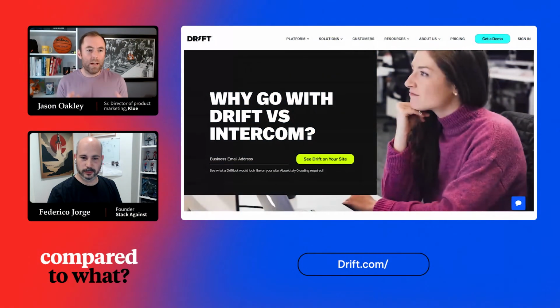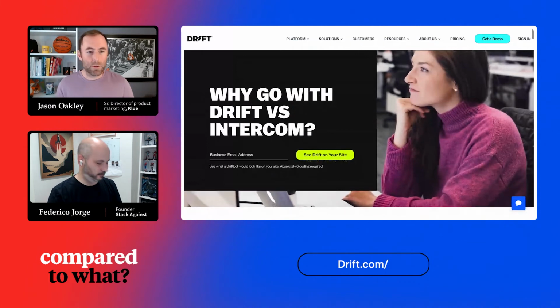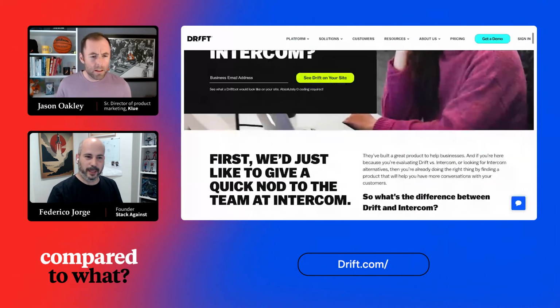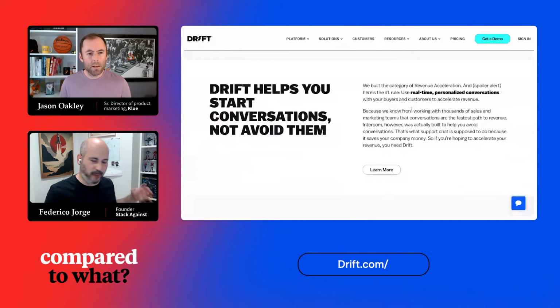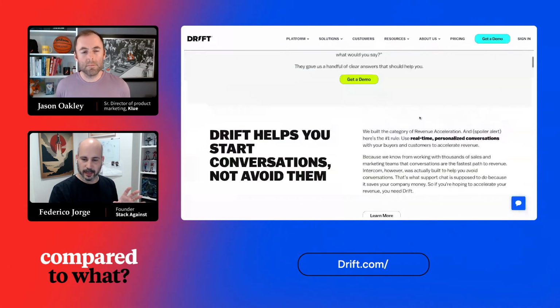Okay, Drift. I think everyone knows Drift. Federico, let's walk through this example here. Yeah, I think everybody knows Drift and Intercom too. So these are very big giants clashing on this page. And I think this page is a really great example of how you should think about your comparison page. The number one thing that Drift does really well is that they stick with one idea and they support that idea throughout the page with every section. Everything that they say talks about the same idea.